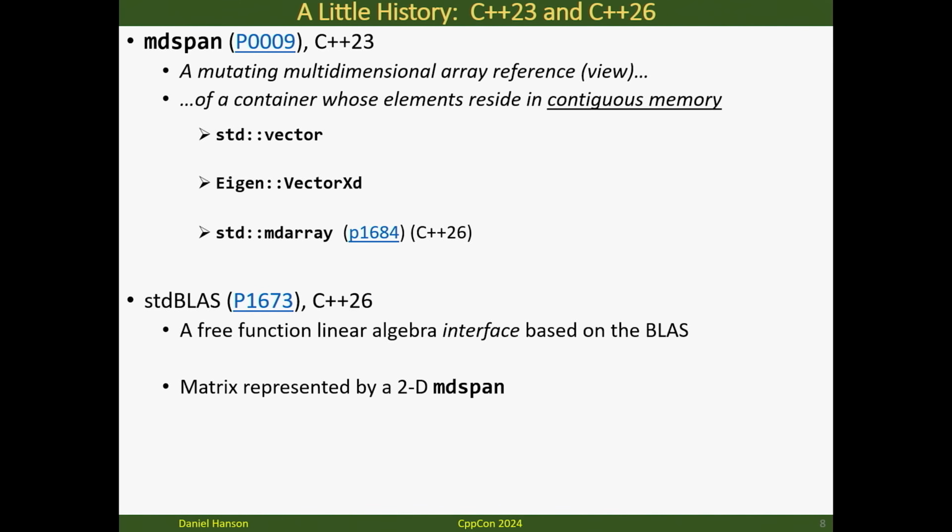And as I said, a matrix is represented by a two-dimensional mdspan, and a vector is represented by a one-dimensional mdspan. Also, as I understand it, the major compilers and library vendors will include a default BLAS. There's also a reference implementation on GitHub that I'll talk about in a little while.